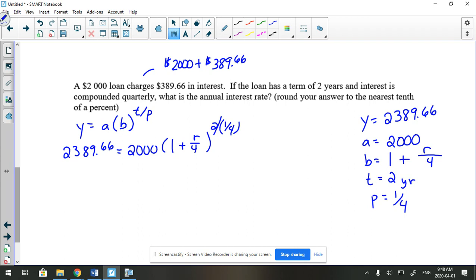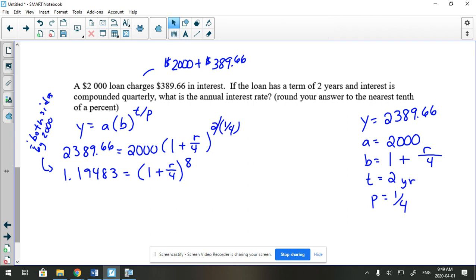Okay, so the first thing that I did is I'm trying to isolate the R, so I've divided both sides by 2,000. Okay, so in your calculator, you're going to go 2,389.66 divided by 2,000. And I also know what this exponent is. 2 divided by a quarter is 8. So I'm going to write that. So I divided both sides by 2,000 to get to here.